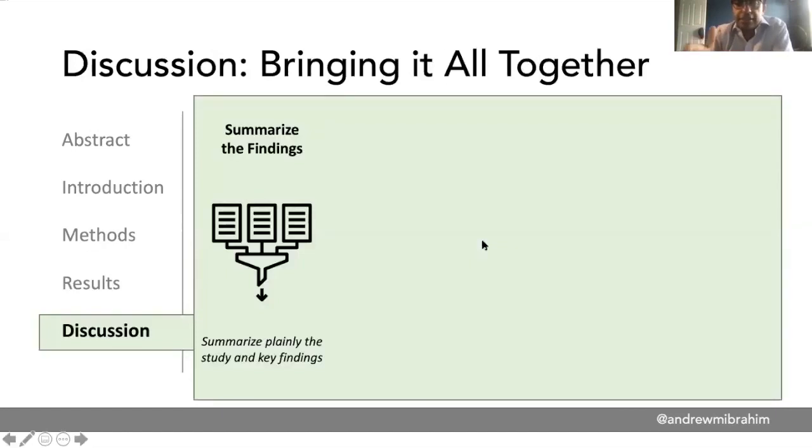And then the discussion is where you really get to flourish and where you really start to bring all the work together. Now, up until this point, the introduction, methods, and results, you may have already written 1,500 words. That's a lot. And if you're a reader, it's easy to lose track of what this whole paper was about. So in the first paragraph of the discussion, you want to recap the whole point of this paper and summarize the key findings.